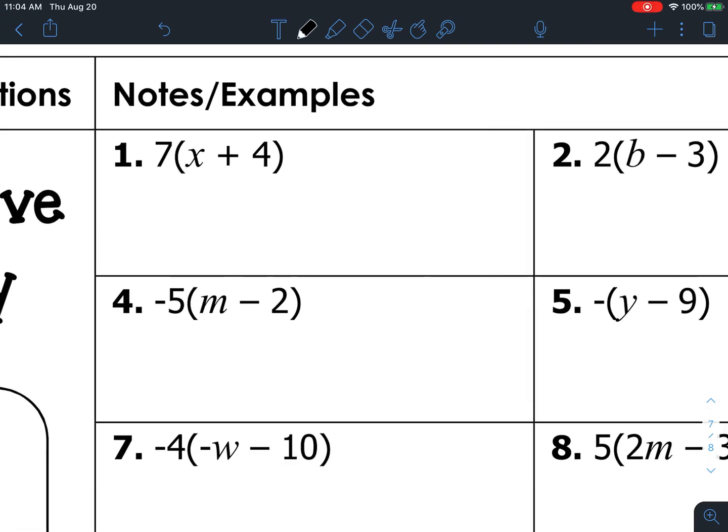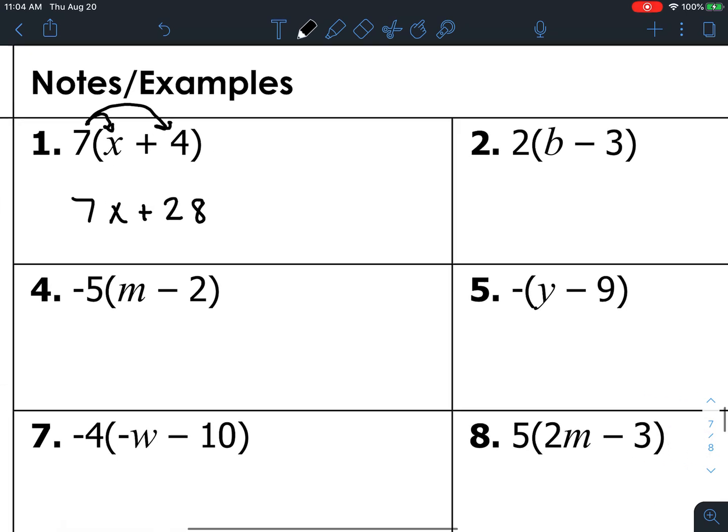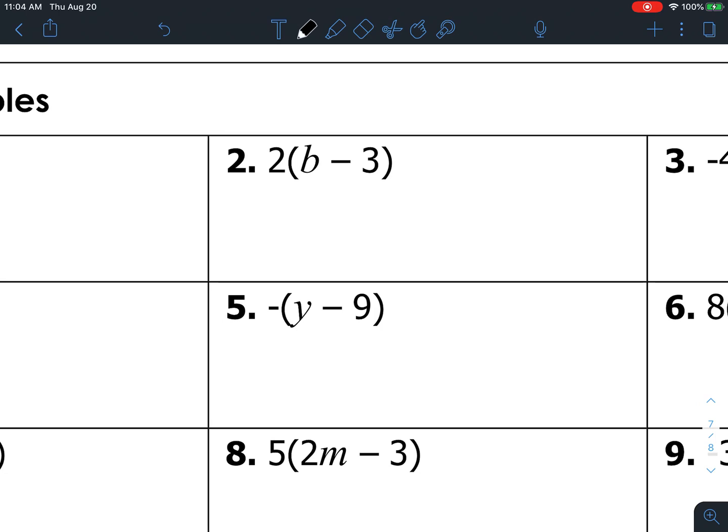So for number 1 here, we have 7 parentheses x plus 4. I'm going to take my 7 and multiply it to everybody on the inside. So that gives me 7x plus 28. Once you've distributed, make sure you go back and combine like terms if necessary. Number 2 is an example where we are subtracting. So you're going to multiply everybody on the inside. So that gives me 2b minus 6.